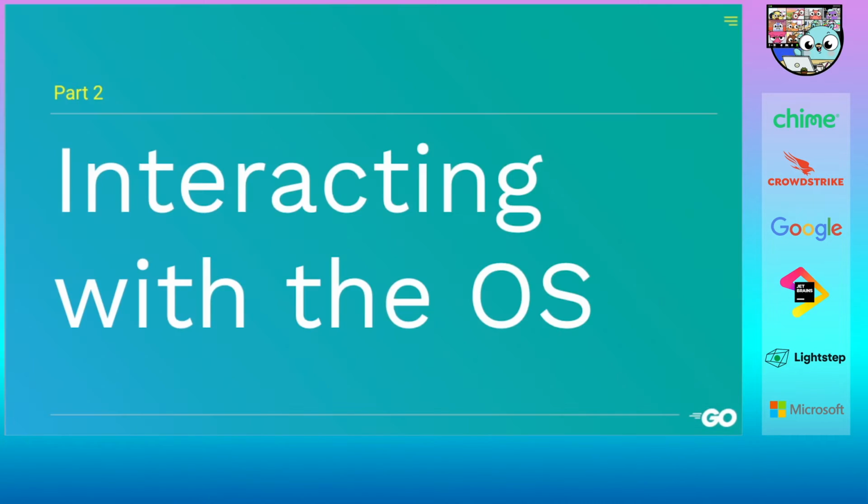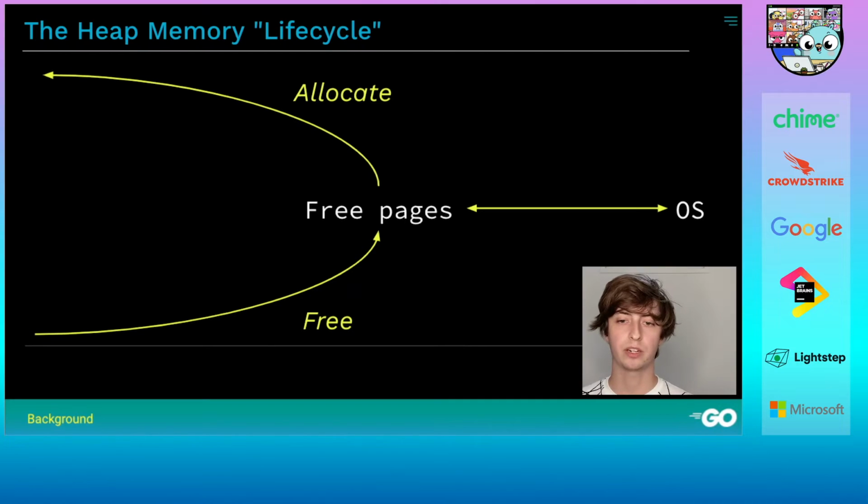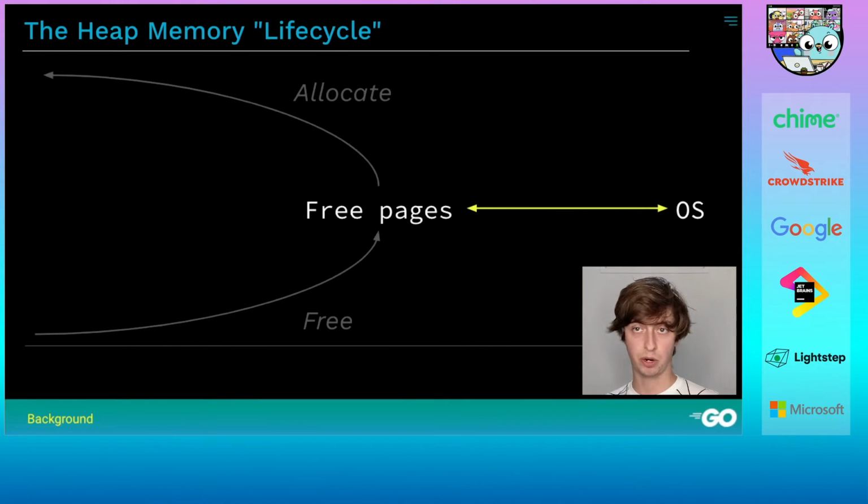Great. So with that background out of the way, onward to part 2, how the Go runtime interacts with the OS. And so specifically back in our home base, that's this part of it. Note that this arrow between free pages and the OS is bidirectional. So yes, the Go runtime does return memory back to the OS too.